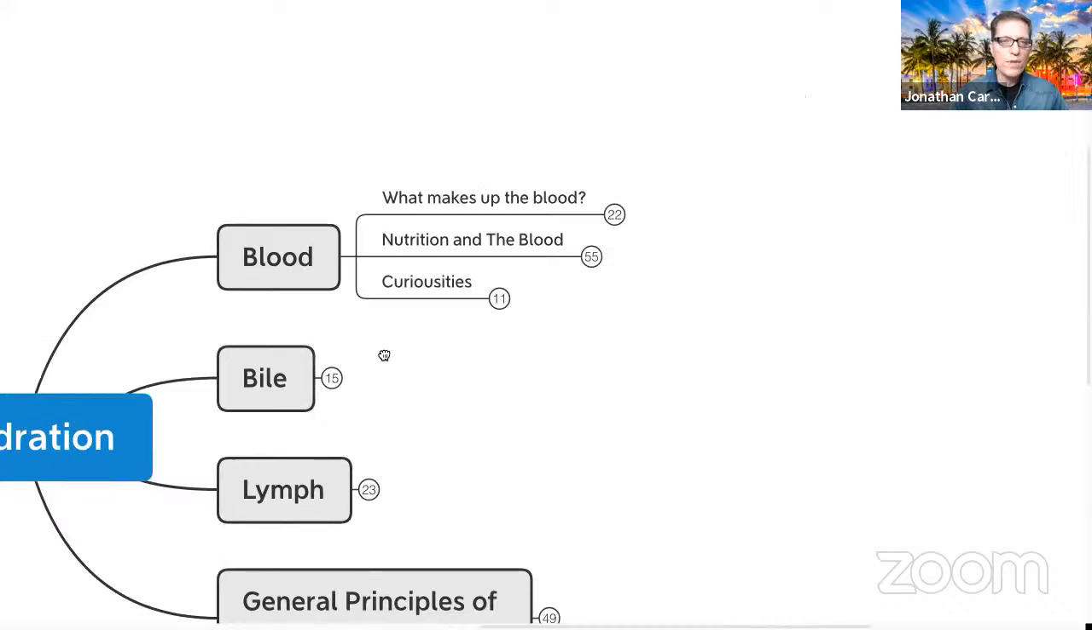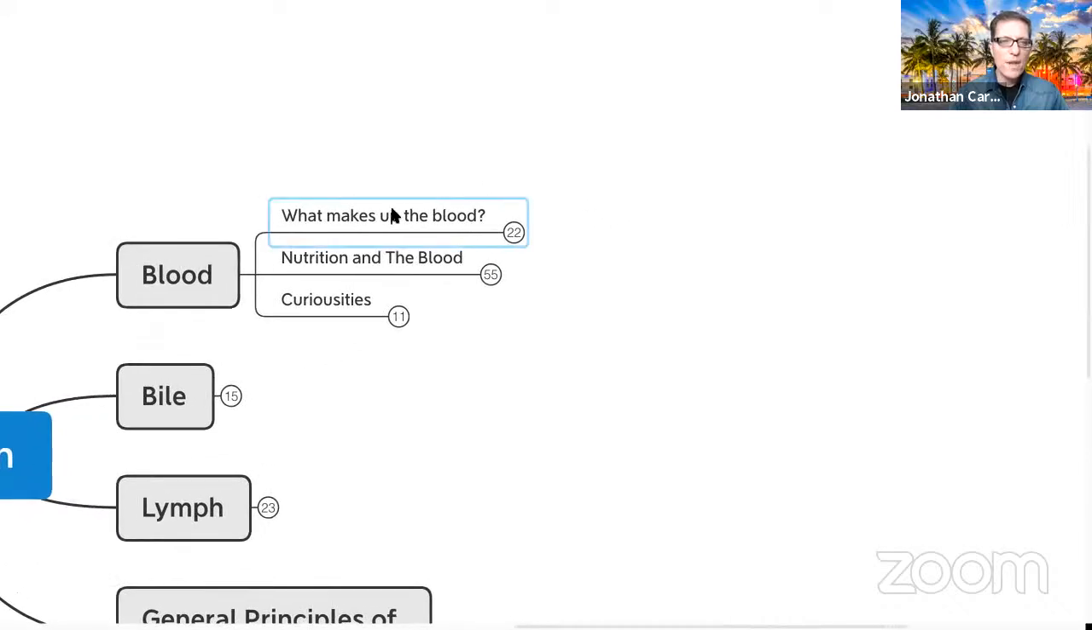So first we'll talk about blood, and we'll talk a little bit about what makes up blood, then move on to nutrition and the blood, and just some curiosities that I find very interesting.